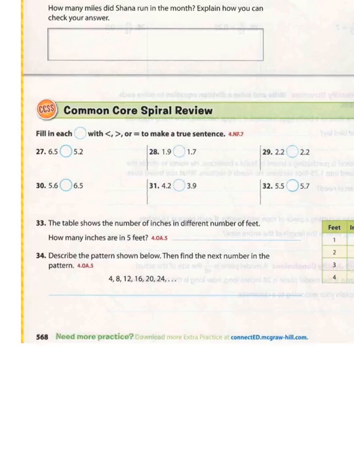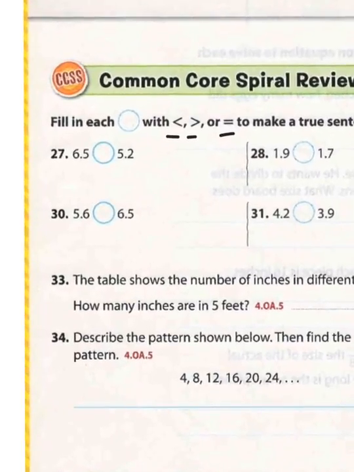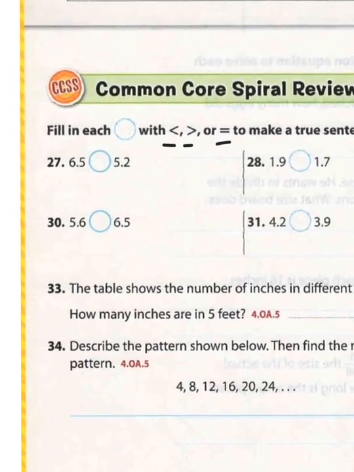Alright, number 27 is everybody's favorite, where we're using less than, greater than, or equal to make the sentence true. Number 27 says 6.5 and 5.2. So which one is bigger? Remember these guys, they're like little teeth, they want to eat the bigger number, right? So which one would it eat? This is like $6.50. This is like $5.20. So this should be pretty easy. We're going to eat the $6.50, right? Go ahead and do the rest of these on your own.